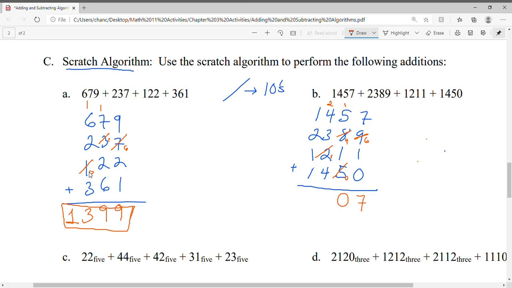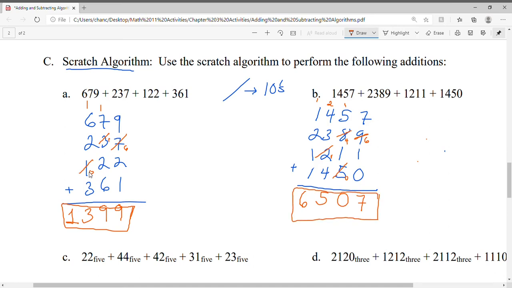1 plus 4 is 5. And now we can carry our scratch over. We had just 1, so we'll carry a 1. 1 plus 1 is 2. 2 plus 2 is 4. 4 plus 1 is 5. And 5 plus 1 is 6. We don't have any scratches. So this is our solution for part B, 6,507.